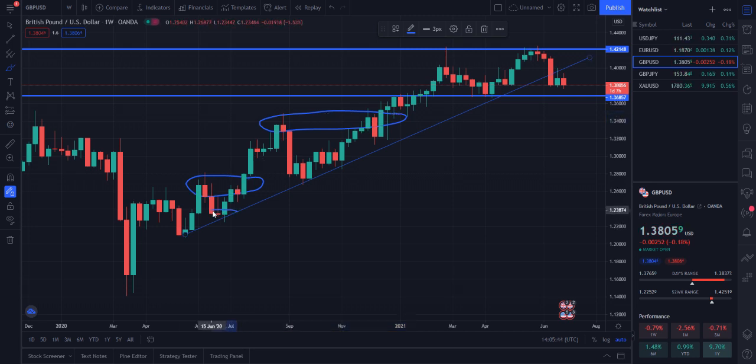Now, you should have two higher lows. So this is a low, this is another low. So when you get these two confirmed, then you have an upward trend. Without these two, then you're only drawing a line, not an upward trend line.